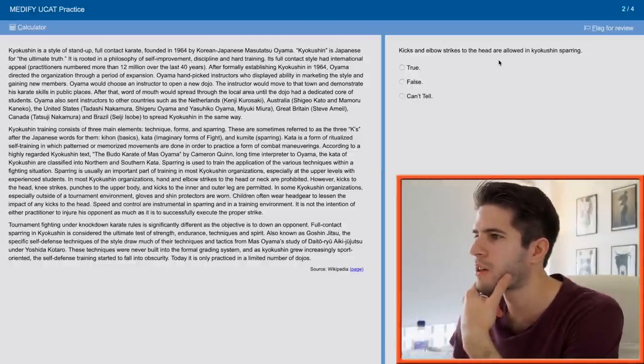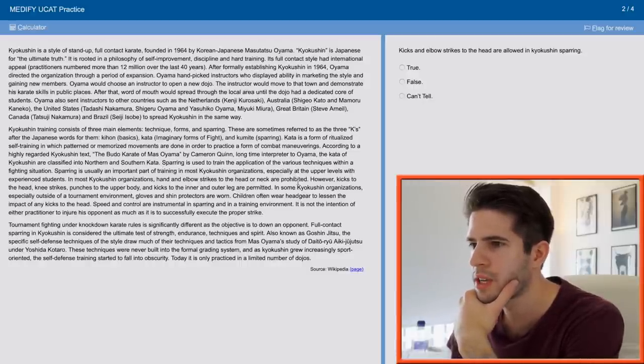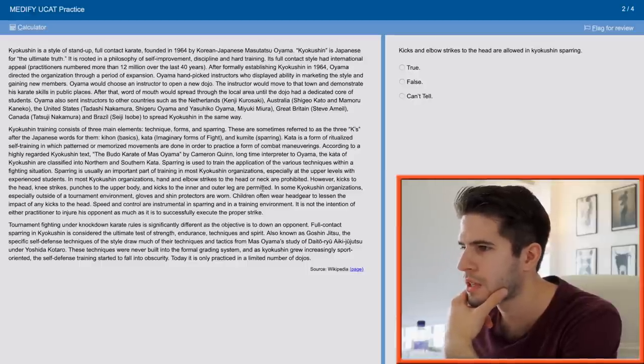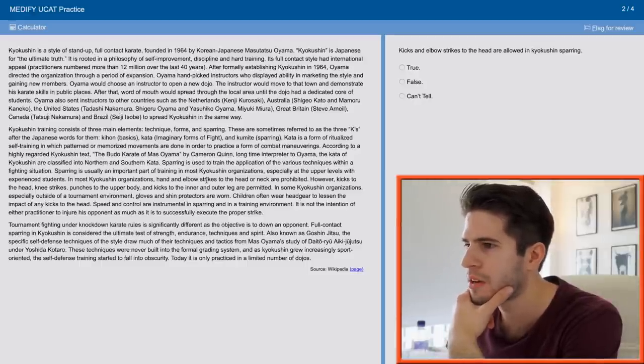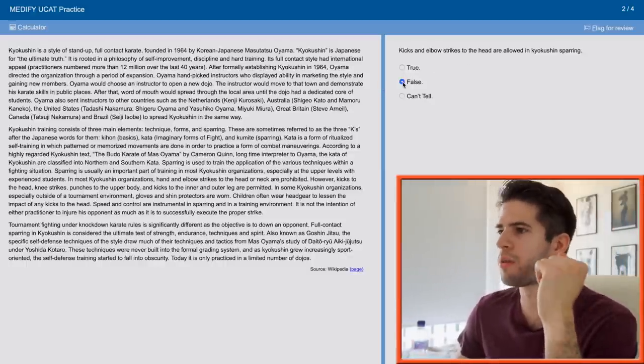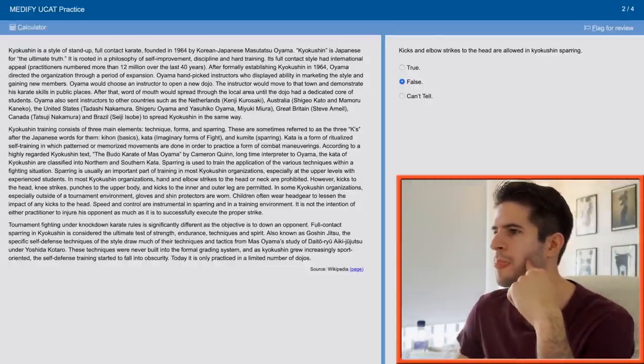Kicks and elbow strikes to the head are allowed in Kyokushin sparring. So, Kyokushin sparring, main elements. There's three kicks and elbows, head and neck. However, kicks to the head, knee strikes, punches to the elbow, and kicks to the elbow are permitted. Okay, so kicks to the elbow, strikes to the head are allowed. However, kicks to the head are permitted. What about elbow strikes to the head? Hand and elbow strikes to the head are prohibited. So this statement is false. It's saying elbow and kicks are allowed. However, kicks are allowed, but elbow is not. So that makes the total sum of the statement false.